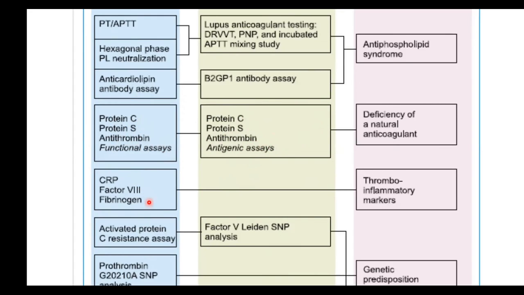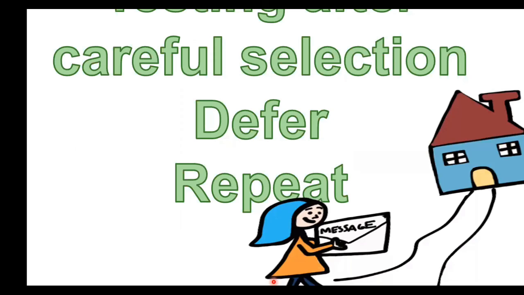Then CRP, factor VIII, and fibrinogen. So they will tell you whether inflammation is ongoing or not, so you can correctly interpret fibrinogen and factor VIII levels. Then APCR confirmed by molecular testing. And then prothrombin and homocysteine is what you could do just to complete the list of diagnosis. So to summarize, the take home message is that testing should be done after careful selection of the patient and time of testing, deferred till the acute episode is over, and repeat testing once you get an abnormal result after some time.